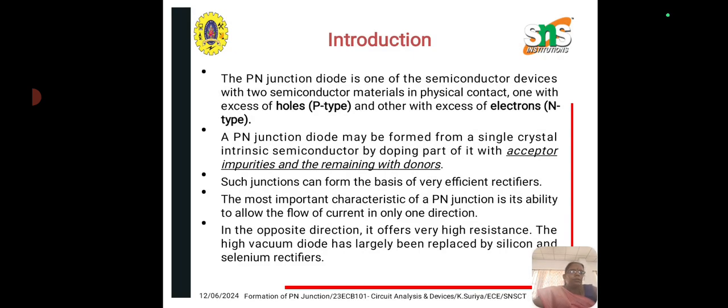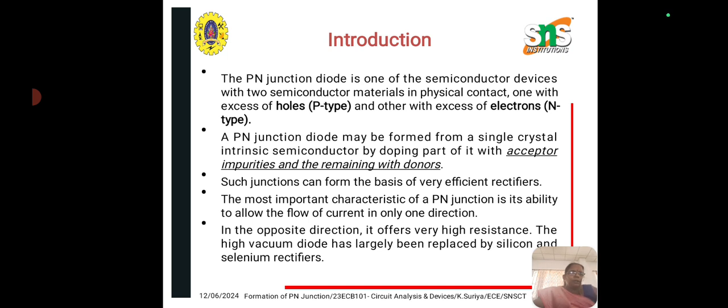So PN junction diode is one of the semiconductor devices. Semiconductors are materials whose conductivity lies between the conductors and insulators. Semiconductors are classified as intrinsic and extrinsic. Extrinsic semiconductors are further classified as P-type and N-type. A PN junction is an interface or a boundary between two semiconductor materials, namely the P-type and the N-type inside a semiconductor.